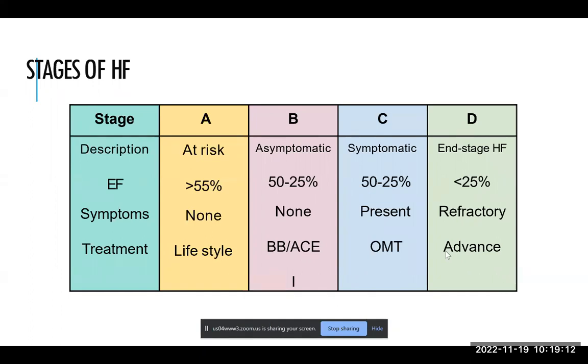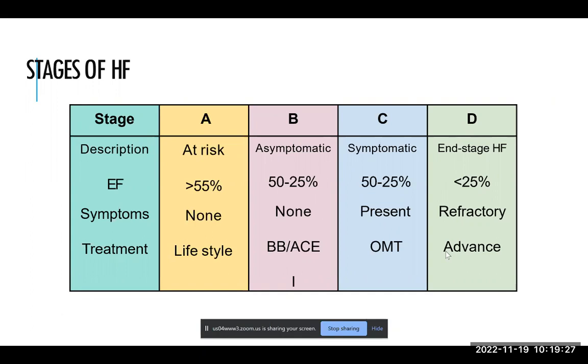but you have an ejection fraction between 25 and 50. So this is a structural abnormality, but no symptoms. And the treatment usually is beta blocker and ACE inhibitor.